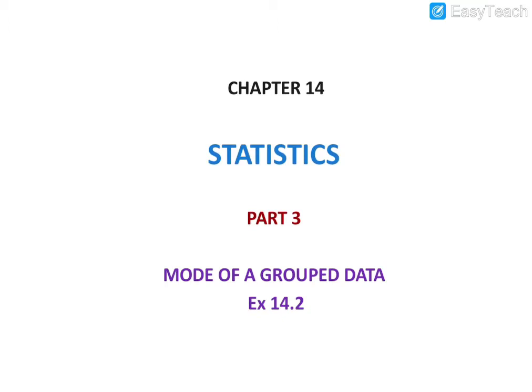Data that is collected in statistics is represented using measures of central tendency, which are of three types: mean, median and mode. In the previous two classes we have learnt how to calculate the mean of grouped data using two methods, the direct method and the assumed mean method. In today's video class we will learn how to calculate the mode of grouped data, which is also a measure of central tendency.